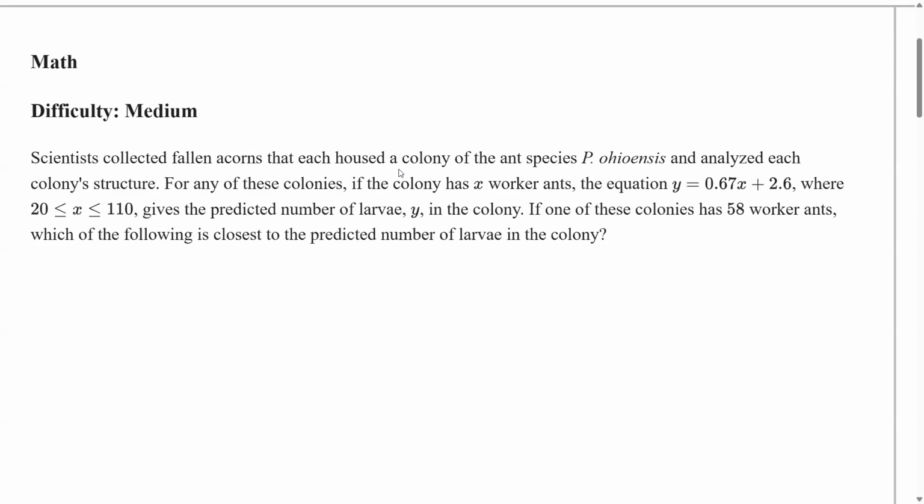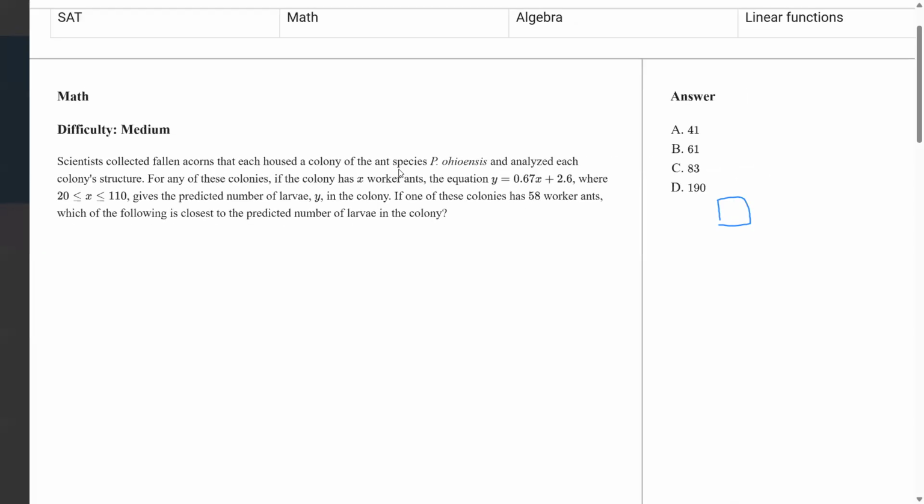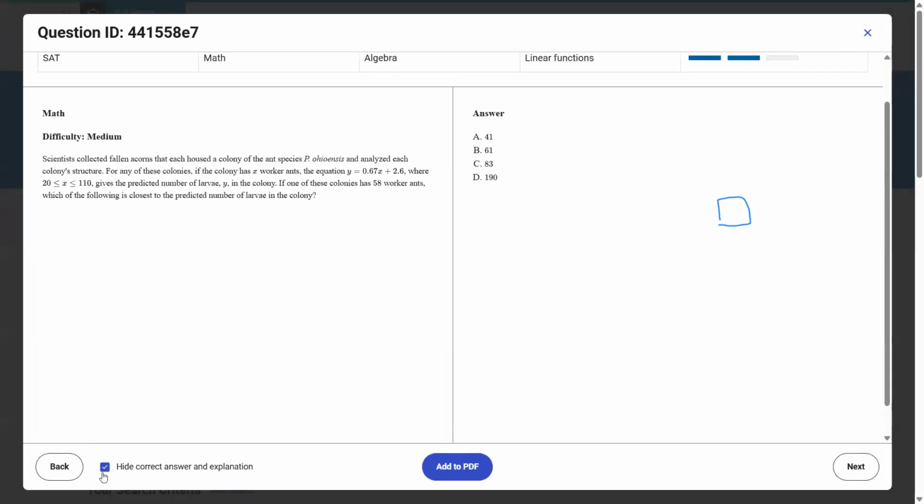All you have to do is substitute X with 58. Let's do that in the calculator. 58 times 0.67 plus 2.6. It will be 41, approximately 41.